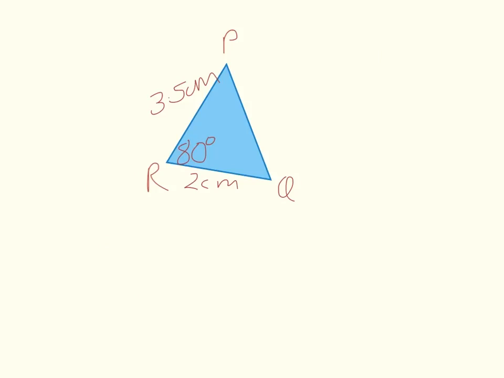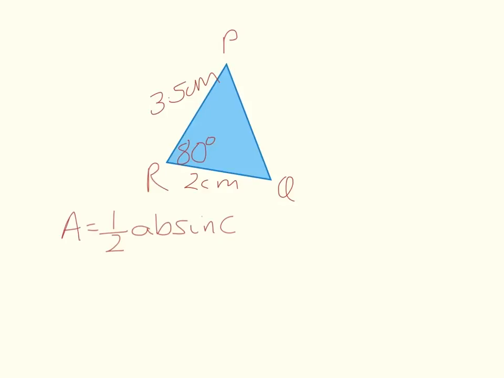Okay, similar problem. We're asked to calculate the area of the triangle RPQ. We're given an angle and two sides that are attached to the angle, so we know we're going to need to use the area of a triangle formula. So the area of the triangle formula is A equals a half AB sine C. But what we notice here is that we do not have A, B, C. We've got P, Q and R. So step one is we label our sides.